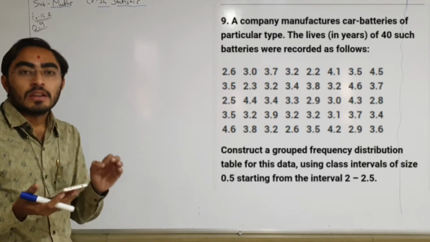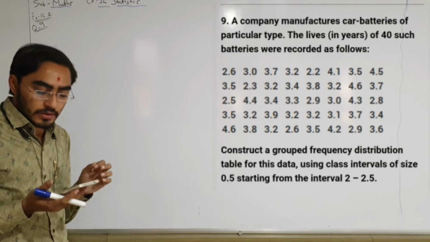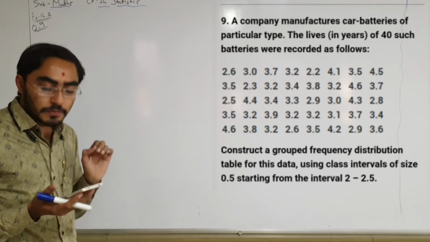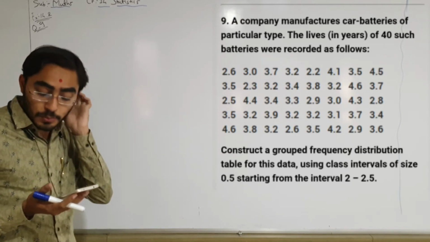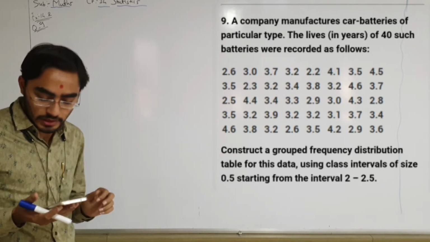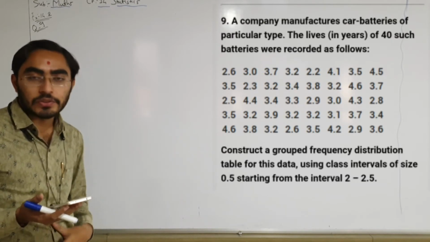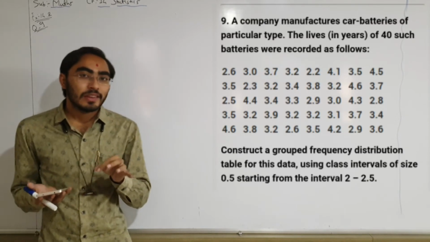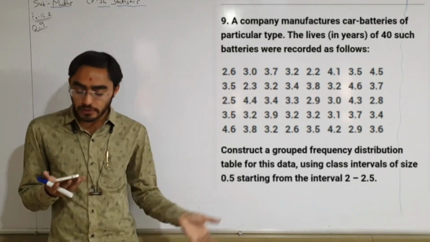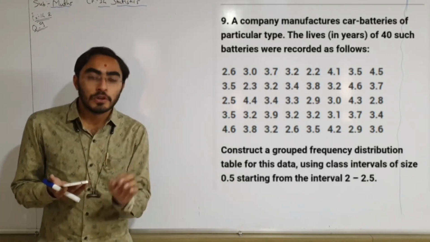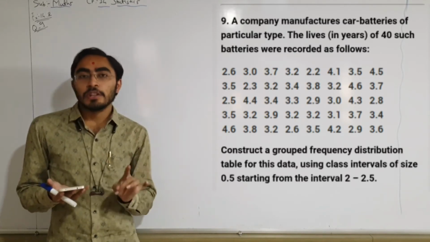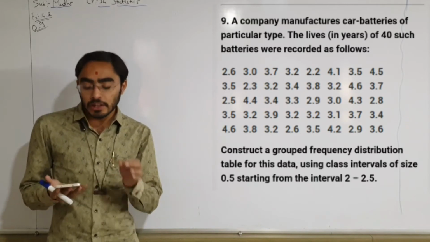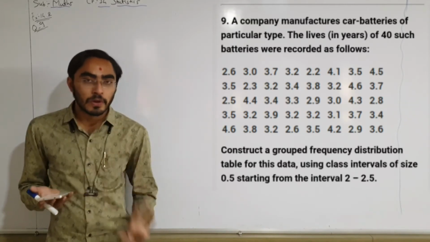Here, the lives of 40 such batteries were recorded as follows. We need to construct a group frequency distribution table for this data using class intervals of size 0.5. Now size, that means class length, class size, both are the same. So class length is 0.5 and starting from the interval 2 to 2.5, that means our first class interval is given to us: 2 to 2.5.